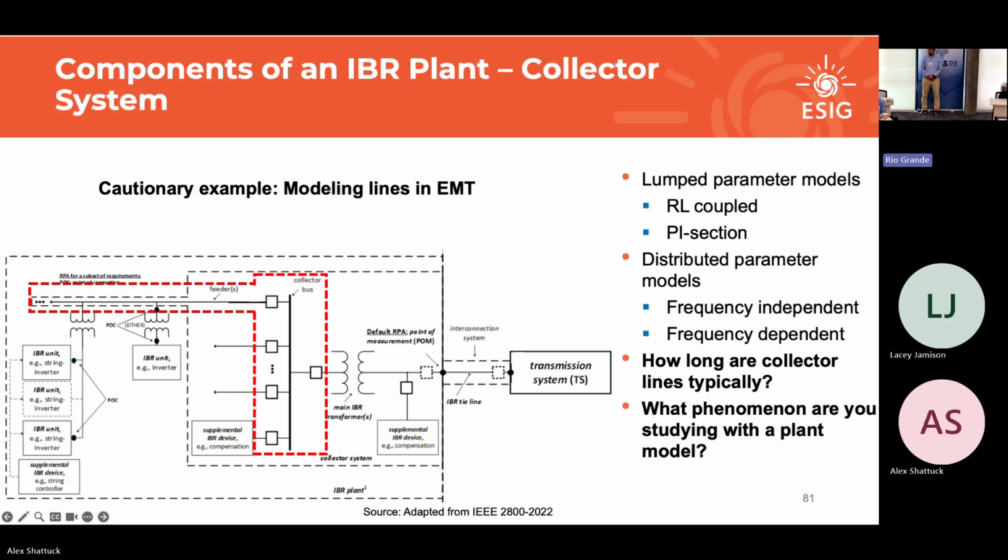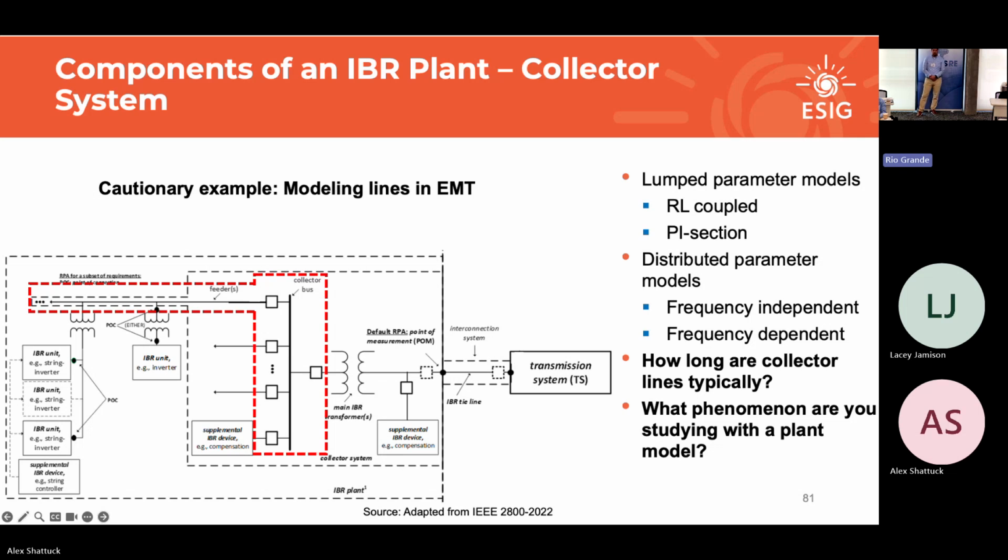You're taking something that's a potentially complicated collector system and lumping it into a single line, and we know that that's not exactly how it looks in reality, and we're missing some things there. But yeah, if you can put a Bergeron line there, that's probably your best bet. I don't think a frequency dependent model makes any sense.